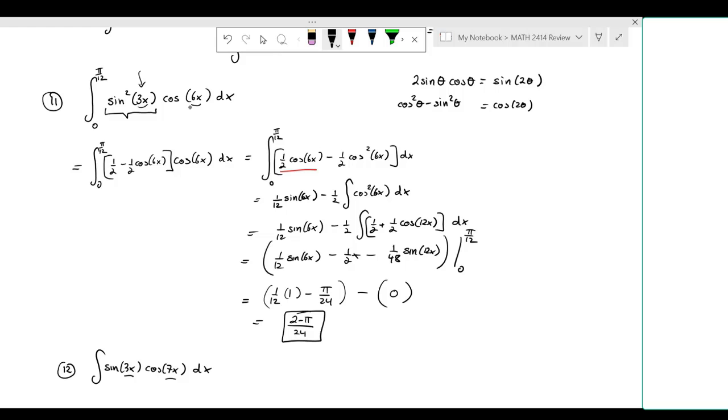Just scroll down to them. Just hope I can find them. One second.